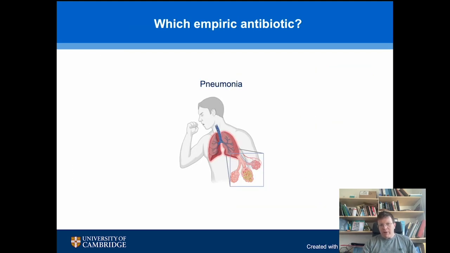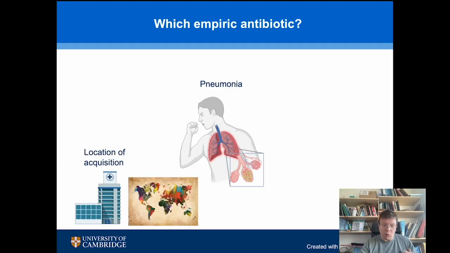So which empiric antibiotic should we choose? And it's vital that we get the right ones. We want to make sure that our coverage is suitable for the organisms that we suspect are there, and remember the difficulties that we have with detecting organisms, but also not unduly broad.